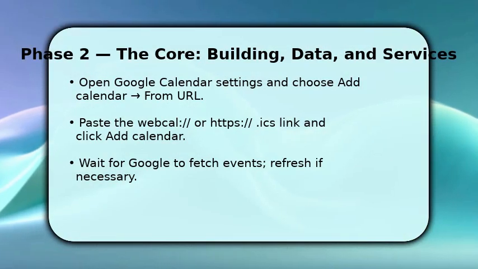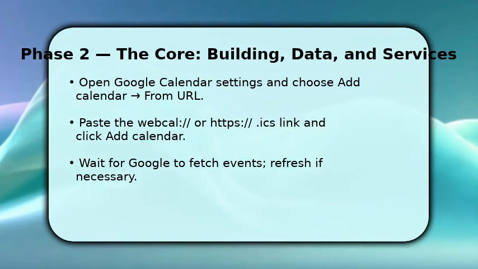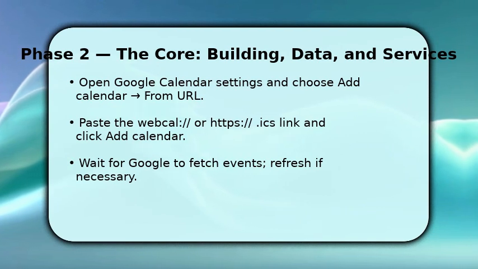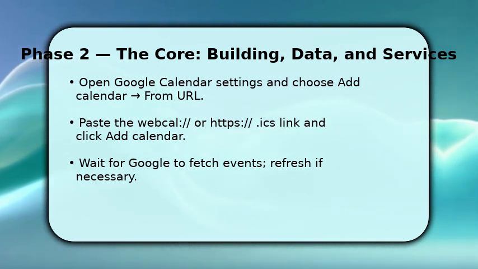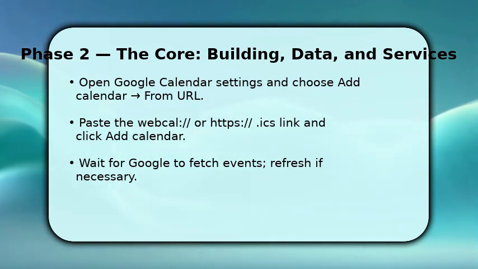You now switch to Google Calendar in a browser while logged into the Google account you want to sync. Go to Settings, pick Add Calendar, and choose From URL. Paste the webcal:// or https:// ICS link you copied from iCloud. Click Add Calendar and Google will subscribe to that feed.